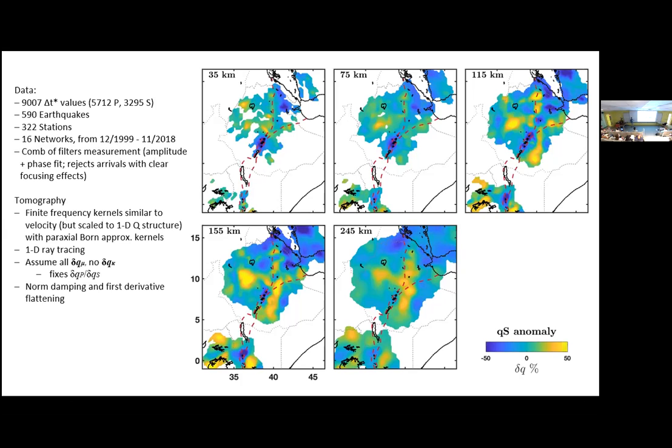I get to do that by assuming that all of the deviation in attenuation is in shear and none of it is in bulk. You can argue with me later. And that allows me to fix the two together. And these are the models that I get. And frankly, I don't fully understand these models that I get.